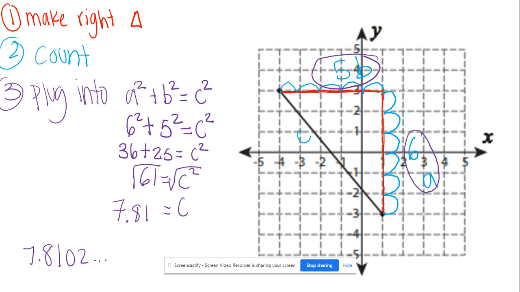We're rounding to the nearest hundredth. So my hundredths is the second one, and I'm going to look at this 0. Remember, that 0 is telling me to stay the same, so everything goes away after that. Let's do one more.